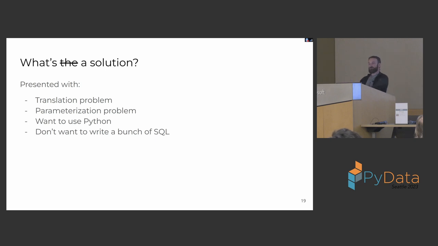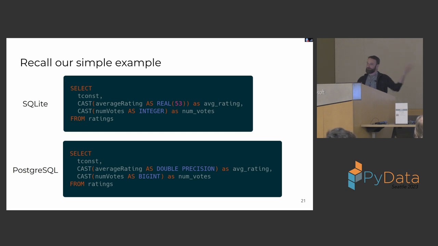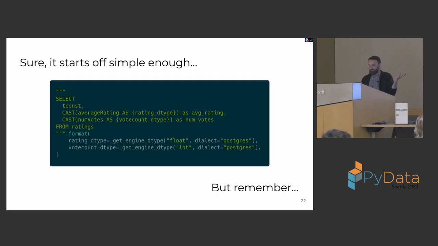So what is a solution? Presented with a translation problem and a parameterization problem, we want to use Python, and we don't want to write a bunch of SQL. Some people, presented with a problem, think, I know, I'll generate strings. We've all done this, it's okay. So recall, this is our simple example, we want to unify these two things. And this is okay, right? This starts off pretty simple. You write most of it, and the only thing that's really going to change is that the dtypes have different names, so maybe you write a helpful mapping or a little function, you give it the dialect of SQL you're targeting, and you're good.